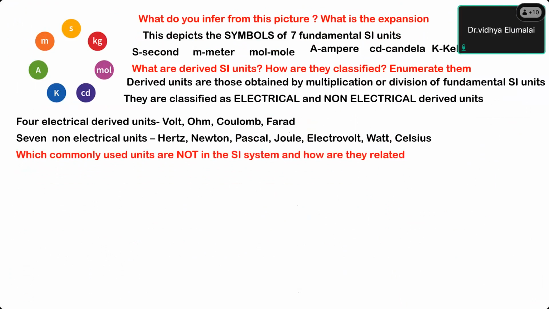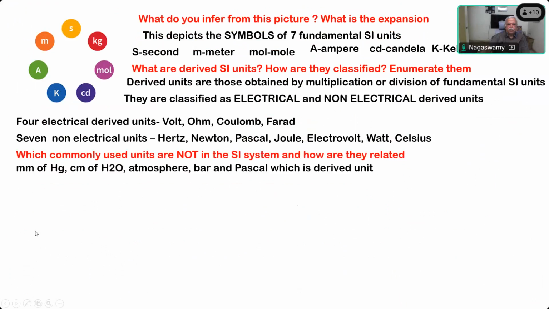This is Celsius. With regard to pressure: kilopascal, millimeters of mercury, centimeters of water, atmosphere, bar, Pascal, which is a derived unit. All these are used for various measurements of pressure. You can say millimeters of mercury pressure, centimeters of water pressure, atmosphere pressure, bar pressure and Pascal pressure. This is a very important point all of you should remember: 1 kilopascal is equal to 7.5 millimeters of mercury, which is equal to 10.2 centimeters of water.